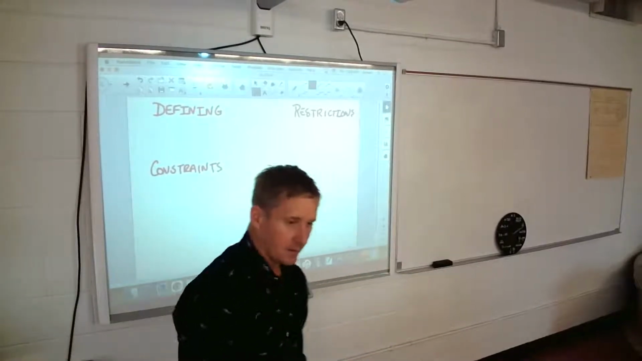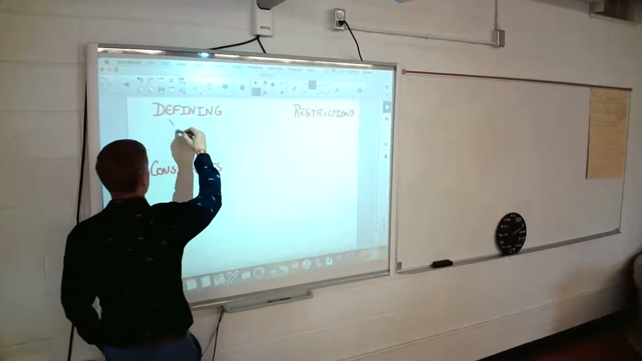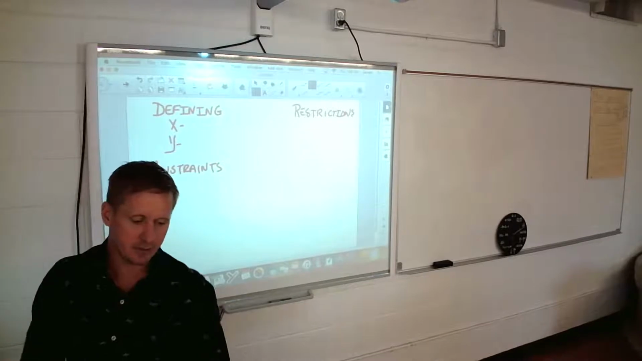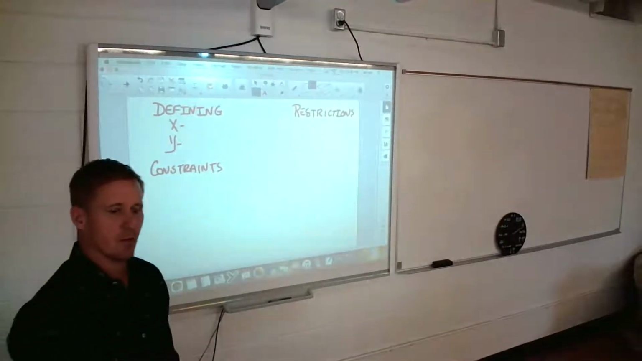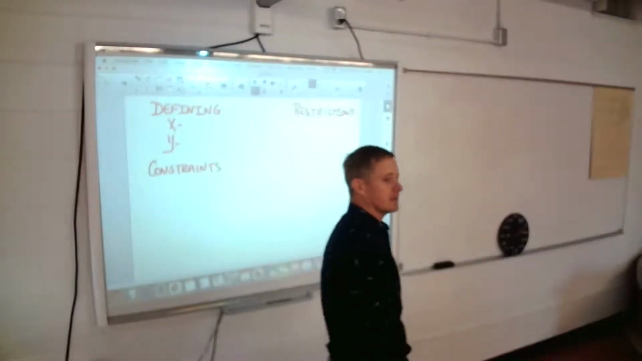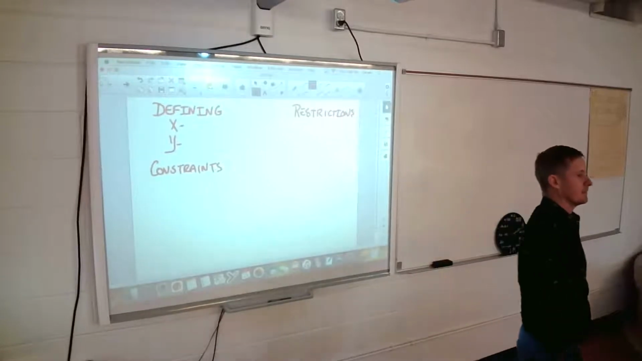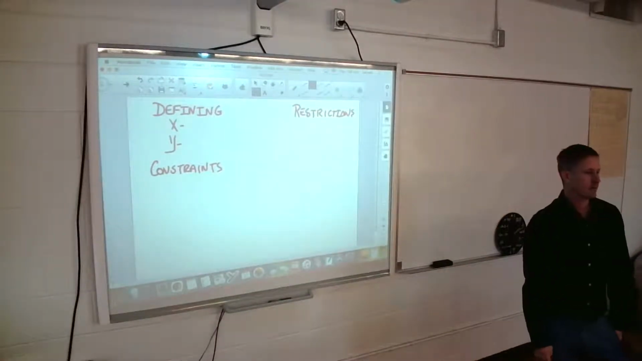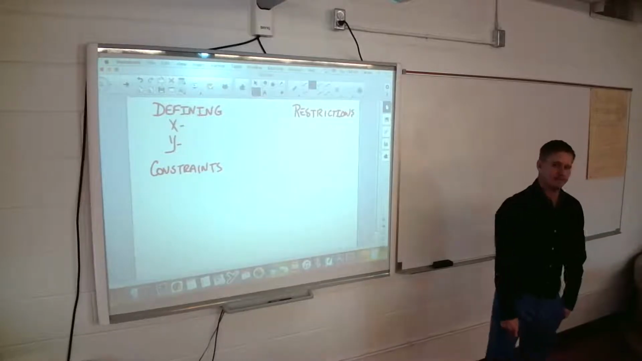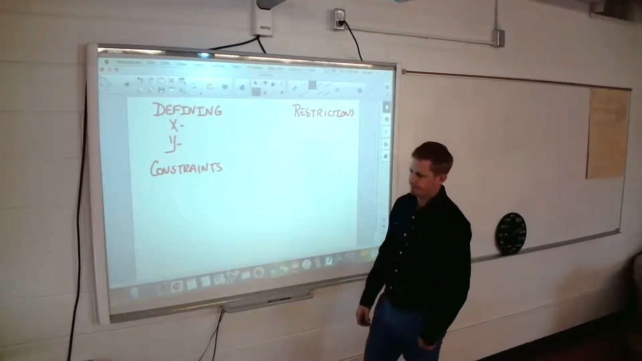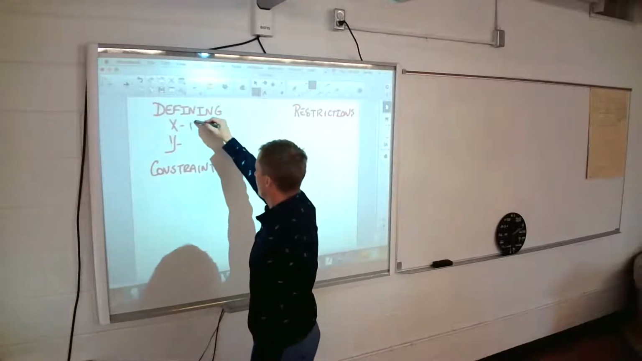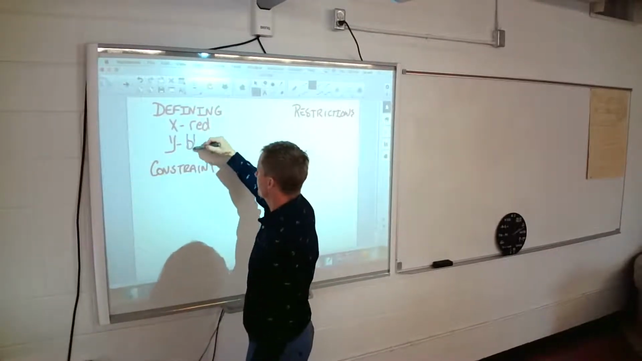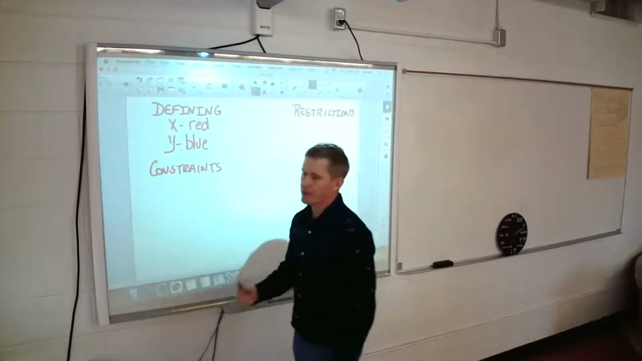Okay, so first things first, X and Y's are defining. We need to establish what's X going to be and what's Y going to be. What is X here? The red shirts. Sure. Red. Therefore, Y is blue. Blue. Good. What are our restrictions on this guy?